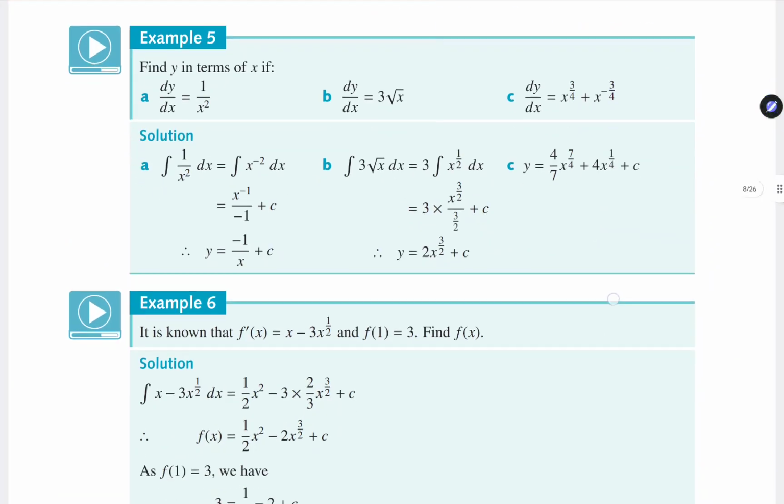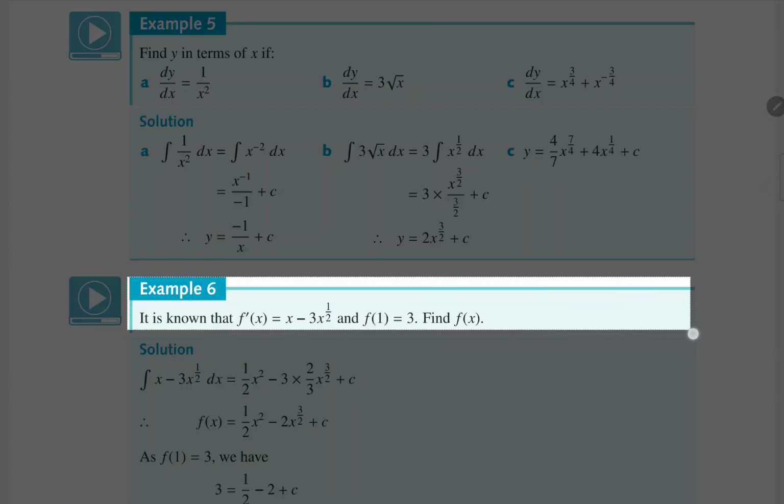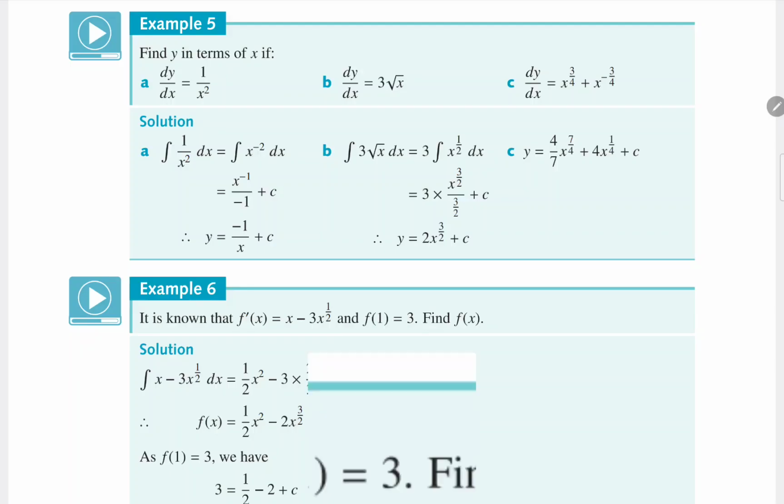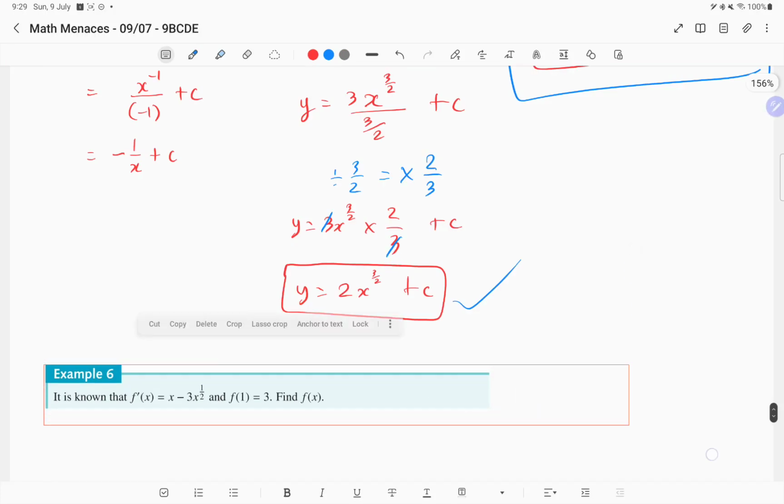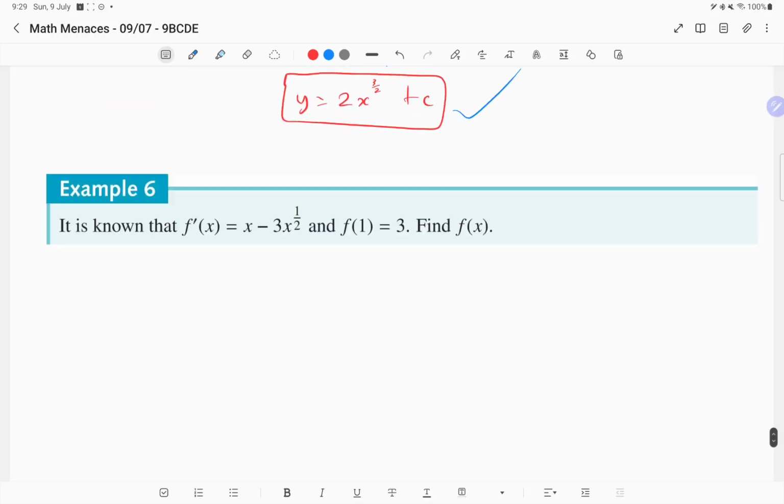So far, so good. Next is example 6. So example 6 is similar to an example that I just went through earlier, where they give us a point, right? So f(1) equals 3 is like saying x equals 1 and y equals 3. Right? It's just to clarify any confusion, because f(x) is the same as y.